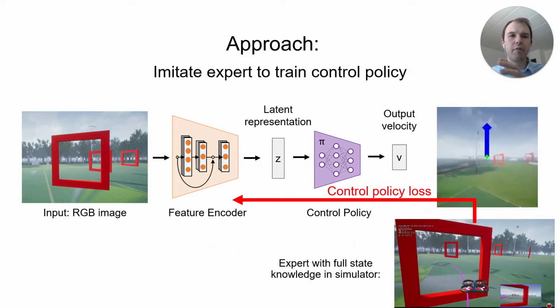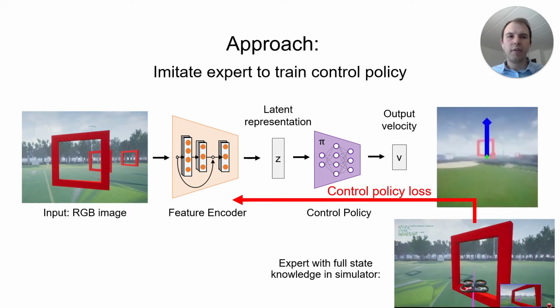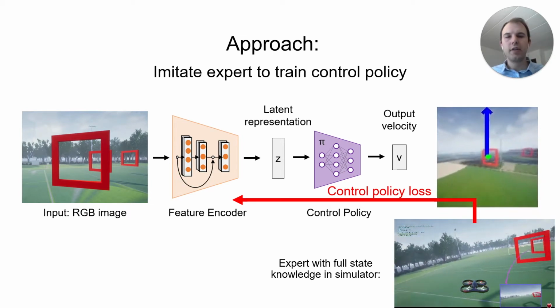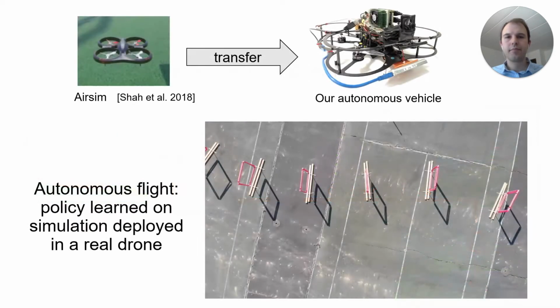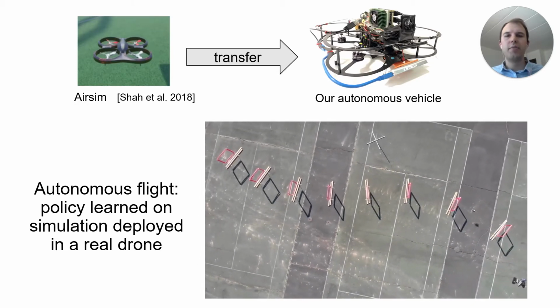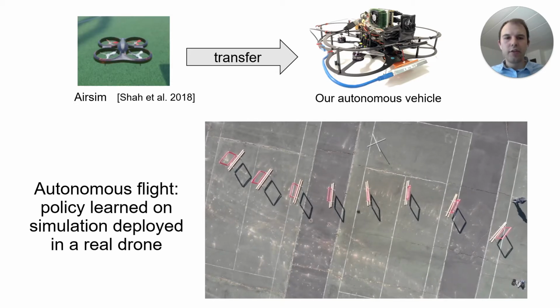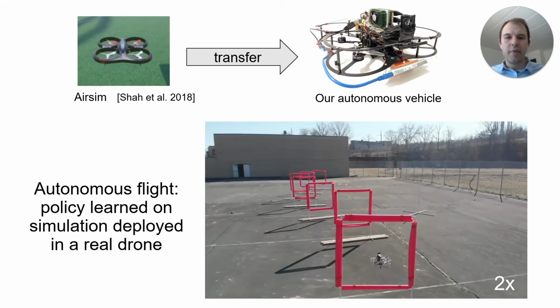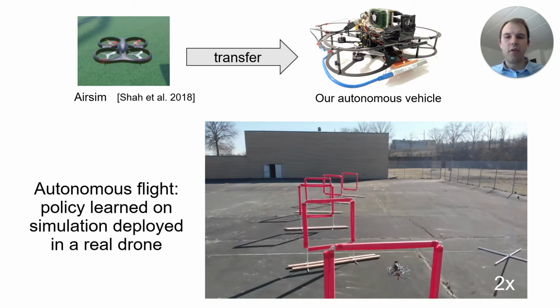And then once we fix the representation part, we train the control policy by using imitation learning, where we follow an expert controller that has the full state of the simulator. And by employing this two-step process, we can actually train a policy purely on simulation and then transfer this behavior to a real-life vehicle. So in this video at the bottom, you're seeing the behavior of our drone in real life that is employing a policy that was trained only on simulation.